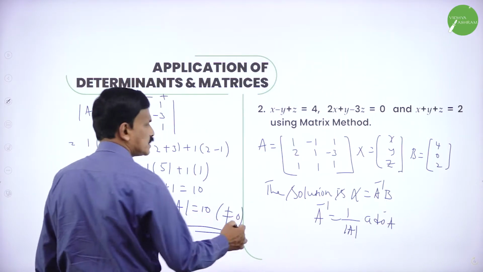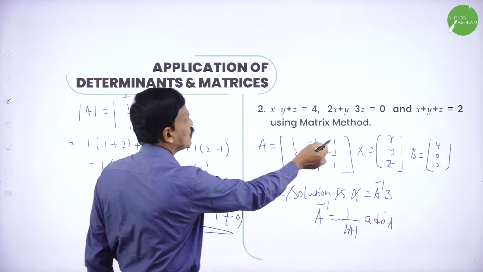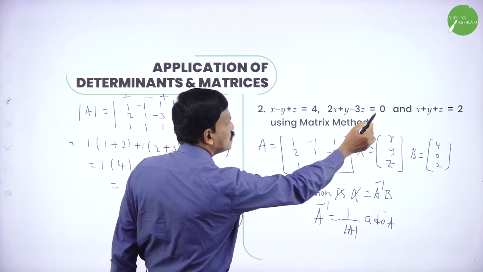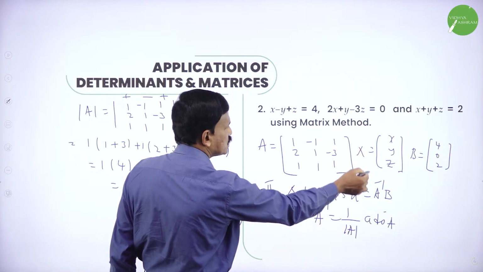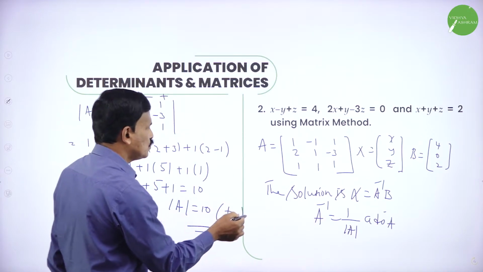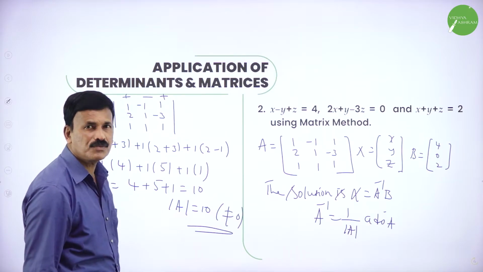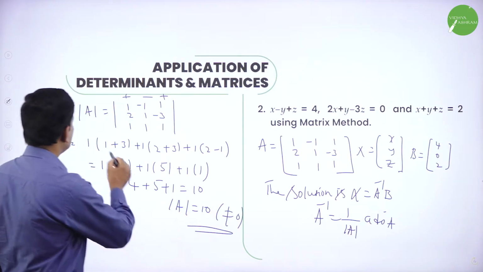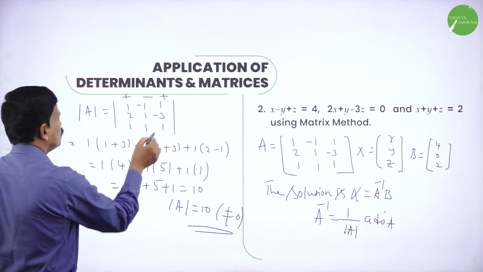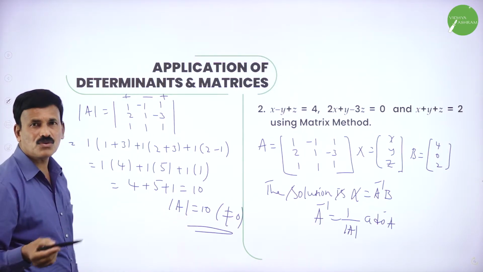Followed? So check. Write down the coefficients of x, y, z: 1, minus 1, 1; 2, 1, minus 3; 1, 1, 1. X is x, y, z. B is equal to 4, 0 and 2. The solution is X is equal to A inverse B. A inverse is equal to 1 over determinant of A into adjoint of A. Therefore determinant of A, simplify, you will get it as 10. Now let us find out the cofactors.